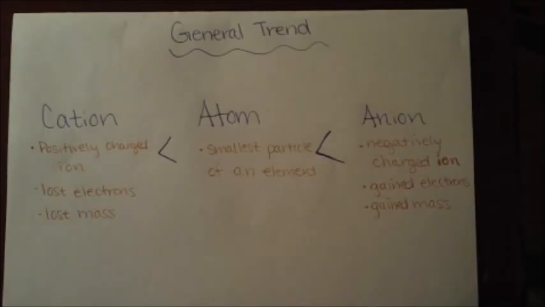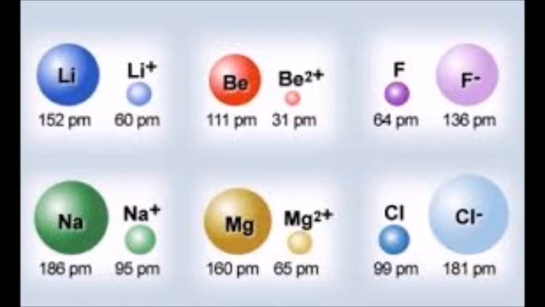An atom is the smallest particle of an element. A cation is a positively charged ion. A cation is smaller than an atom because it has lost electrons and lost mass. An anion is a negatively charged ion. An anion is larger than an atom because it has gained electrons and gained mass. This image displays common atoms and their ions. As you can see, the cations are smaller than the atoms and the anions are larger than the atoms.